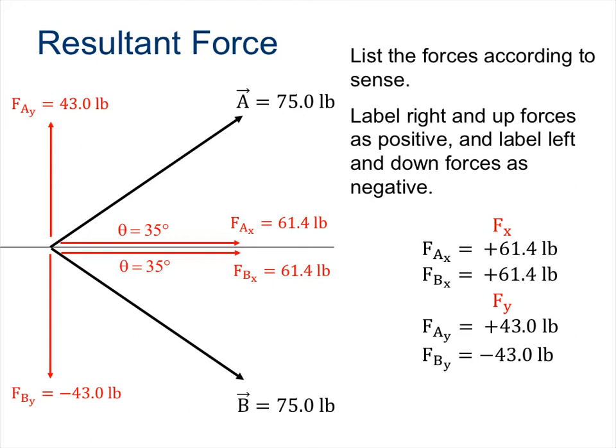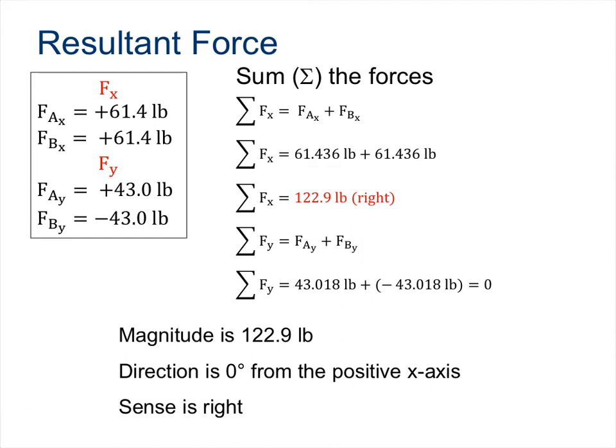You can see here that the force of vector A in the x direction is going to the right, so it's positive 61.4 pounds of force. The force of vector B in the x direction is also going to the right, so it is also positive 61.4 pounds of force. And to calculate the force of vector A in the y direction, since it's going up, it's going to be positive 43 pounds of force. And for the force of vector B in the y direction, this one's going down, so we have a negative 43 pounds of force.